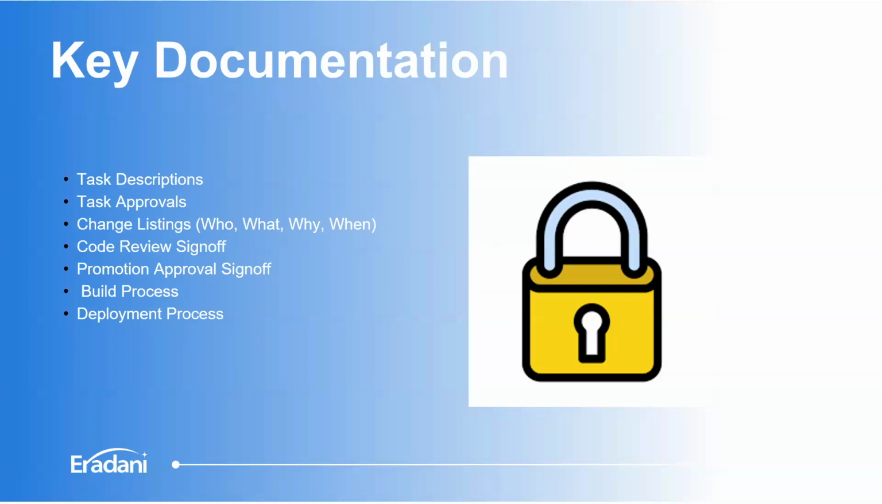And the kind of documentation you want to have, you want to know what were the tasks that people were working on, what approvals have they gone through, what are the changes that are actually made: who, what, why, when, and where. Why did people make this change, what were they doing, when did they make it, who signed off on each of the promotion operations, what was the build process that was used, and what was the deployment process that was used. So if an auditor comes in, they can very easily go in and see, well, here's exactly what you did. So I have absolute control over everything that's happening in my production environment.